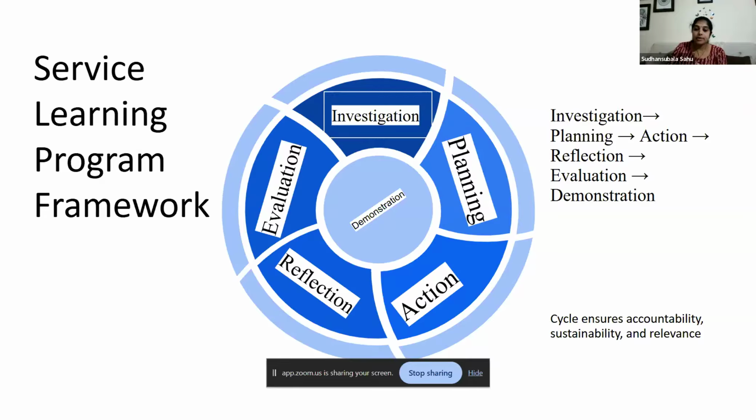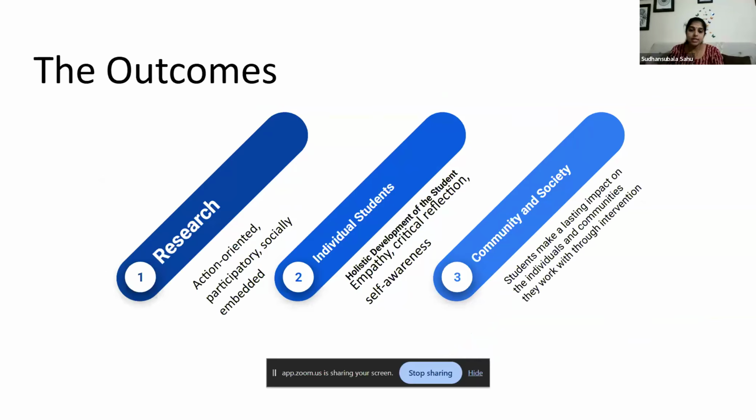And so what are the outcomes? As I mentioned some of them, when it comes to research, we actually see a lot of action oriented projects taking place. It's not just theoretical, because theory is something that we do in the classroom, and in the field or in the community we actually carry out action oriented projects. And it is also participatory, because none of these projects can be successful in the absence of participation from the community and the community partners as well.